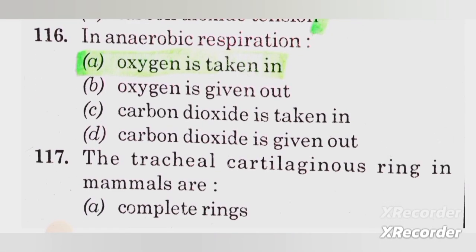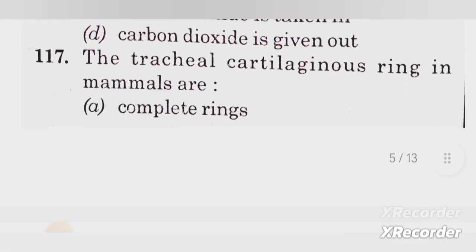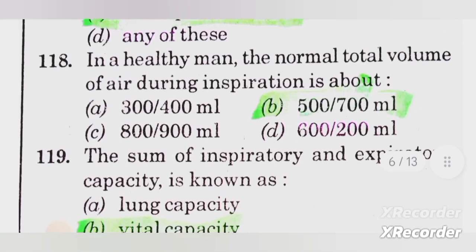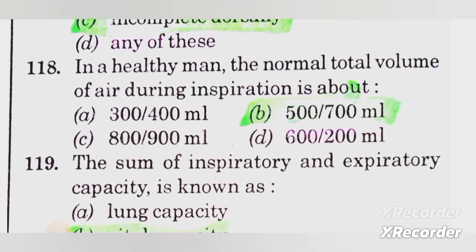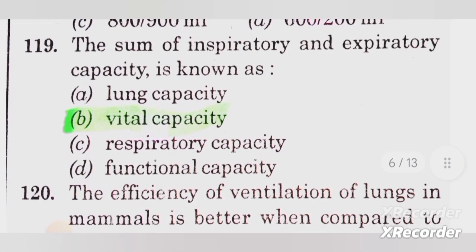Next, 116. In anaerobic respiration, answer A. Oxygen is taken in. Next, 117. The tracheal cartilaginous rings in mammals are answer C. Incomplete dorsally. Next, 118. In a healthy man, the normal total volume of air during inspiration is about answer B. 500 to 700 ml. 119. The sum of inspiratory and expiratory capacity is known as answer B. Vital capacity.